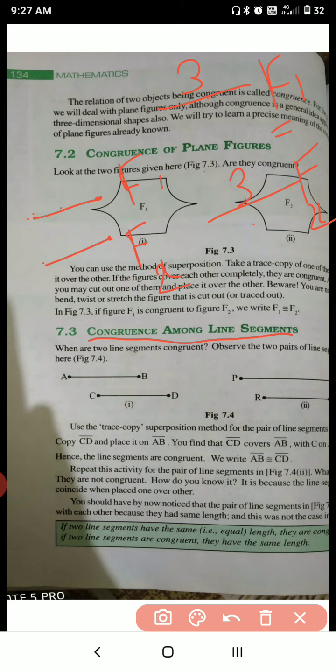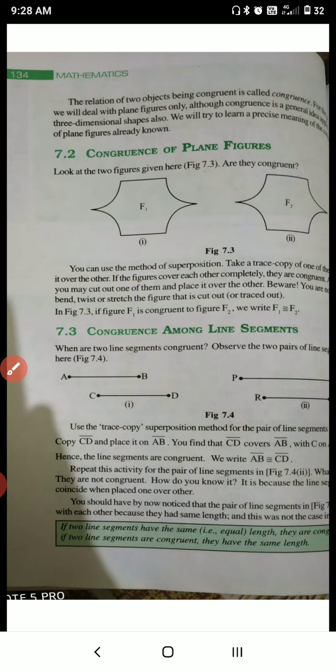Understood? Here you can see that if two line segments have the same length, equal length, they are congruent. If two line segments are congruent, they have the same length. Also vice versa, whether they are diagrams, plane figures or line segments, if they are congruent, their measurements are the same. In the same way, vice versa, if they are congruent it means their measurements are equal. Understood beta?